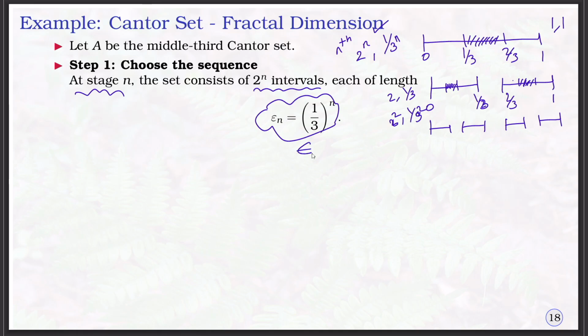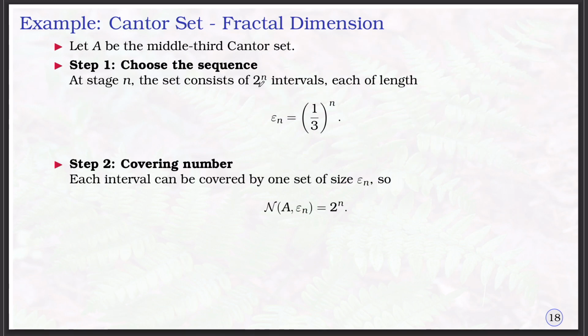So, how do we choose epsilon n? Epsilon n must be C r power n, where C must be greater than 0 and r lies between 0 and 1. Now, 1 by 3 lies between 0 and 1. So, we are fixing epsilon as 1 by 3 power n as per our theorem.